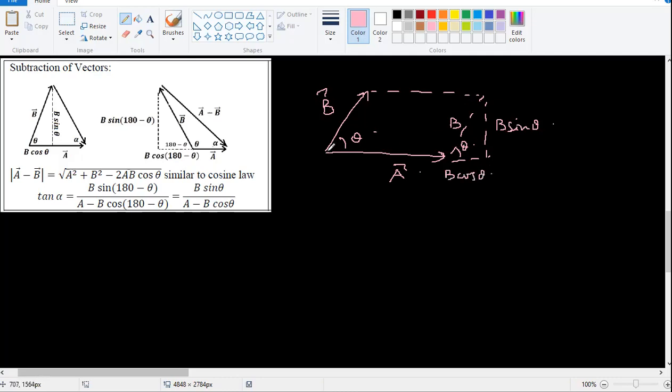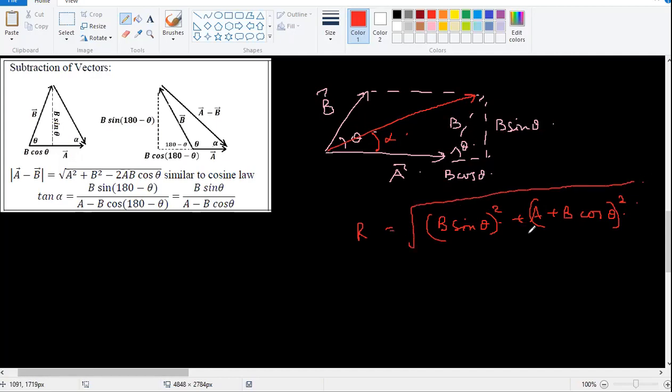So we said this is your resultant and that is your alpha. So the resultant is using this big triangle, right? We said B sine theta the whole square plus A plus B cos theta the whole square. That is your resultant. So you would have got A squared plus B squared plus 2AB cos theta. I'm not going to go through everything quickly right now. So you should have got this.